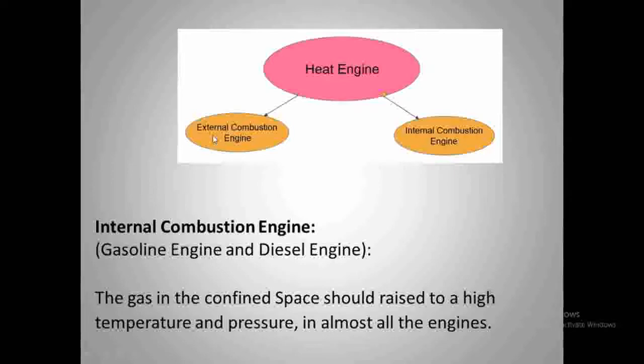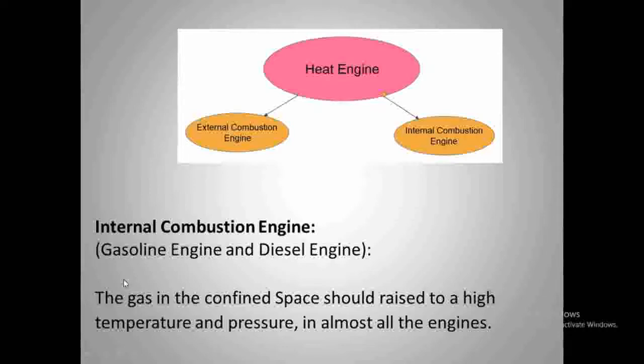From the name itself, it is clear that in one the combustion is external and in the other the combustion is internal. So what is the difference? For the internal combustion engine, the examples are the gasoline engine and the diesel engine. These terms are familiar to you. You may be familiar with the diesel engine and the petrol engine. A gasoline engine is actually a petrol engine. These two are examples of internal combustion engines. There may be many other examples, but these two are the familiar ones.